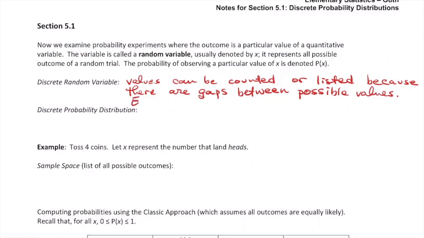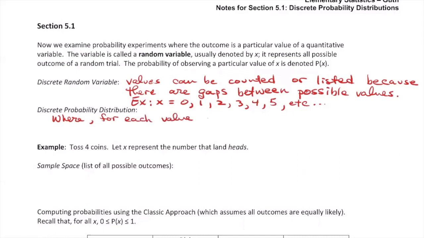For example, the X could take on values of 0, 1, 2, 3, 4, 5, etc. Each of those values has a gap between one and the next. Between 1 and 2, there's no possible value for this variable because it's something you're counting. If you're counting the number of people, there's not going to be 1.5 people. So those are gaps between possible values. And then the probability distribution is where for each value of X, we associate a probability, which will be P of X.